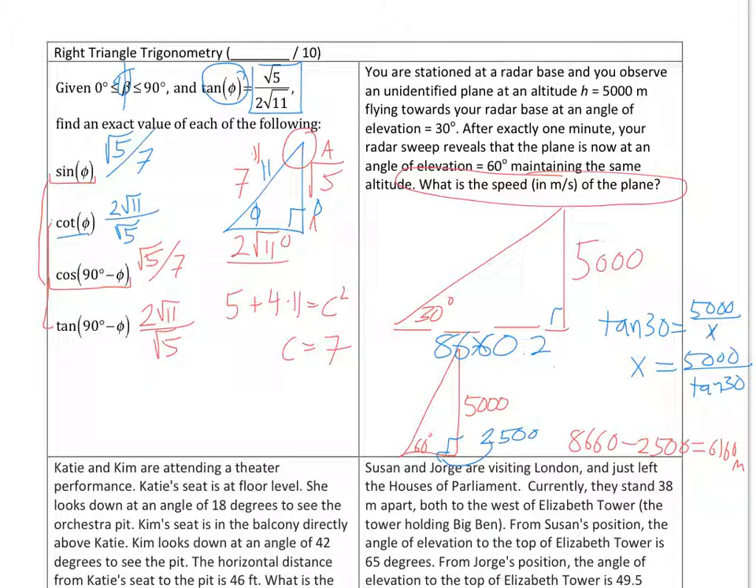Oh, man, but I've got to figure out the speed. So I've got to figure out the speed in meters per second. So if it came 6160 meters in 1 minute, okay, so that's like 60 seconds. If I divide those two, I should get my answer. So 6160 divided by 60 seconds is 102.667 meters per second. Nice.